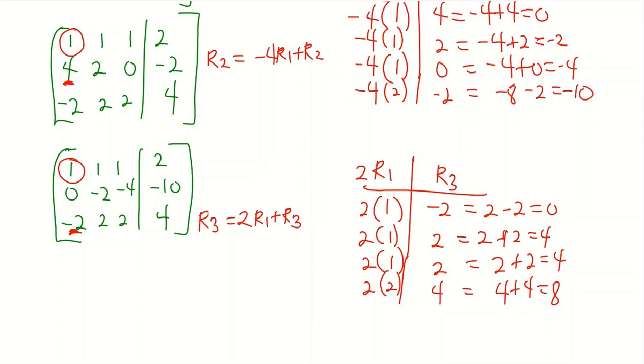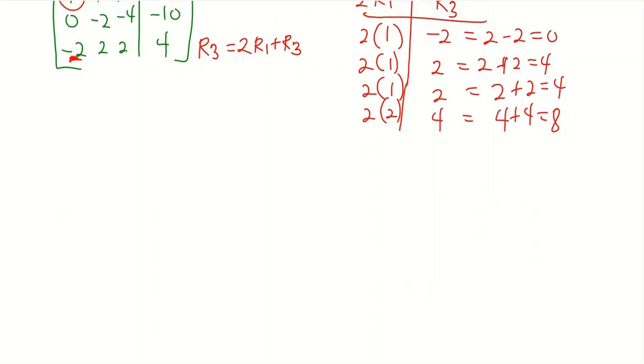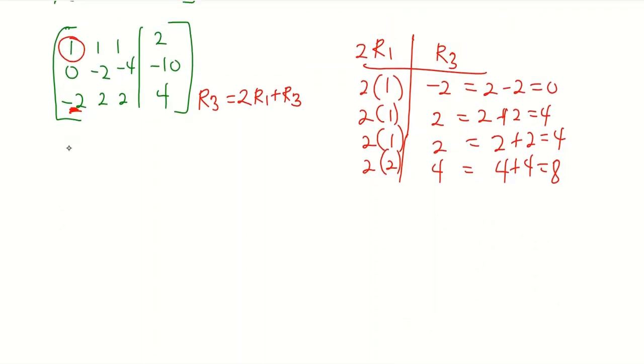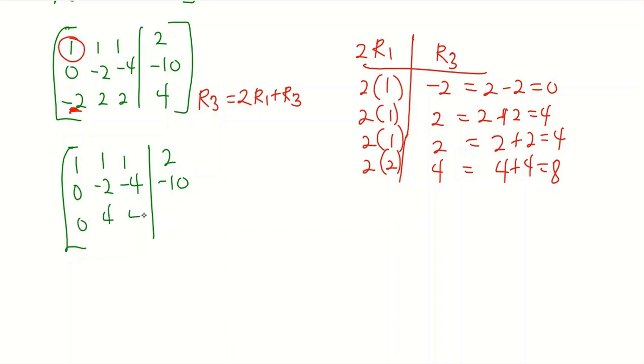And so you can write our new matrix as, since the effect did not happen in row 1 and row 2, maintain the same value. So 1 1 1, and we have here 2 0 -2 -4 -10, and in row 3 now we have 0 4 4 8.